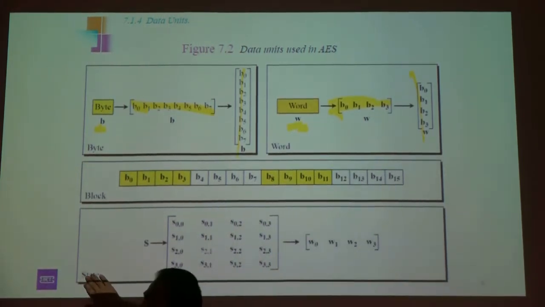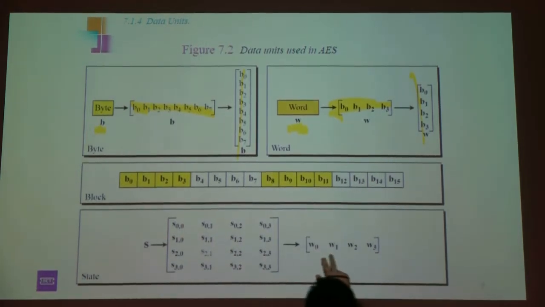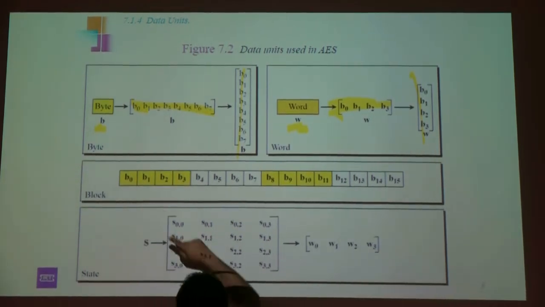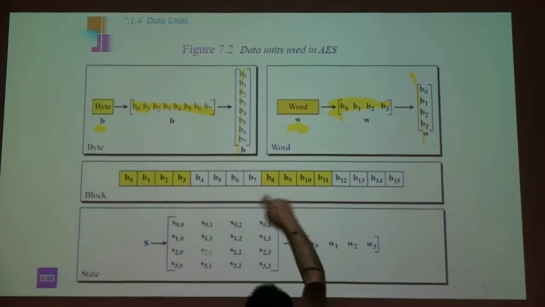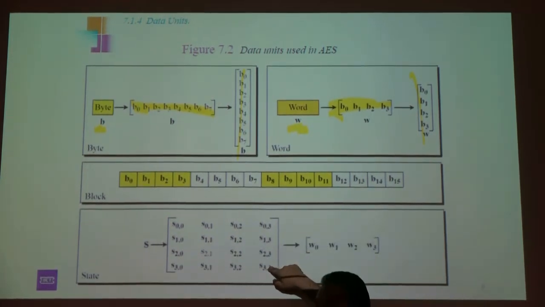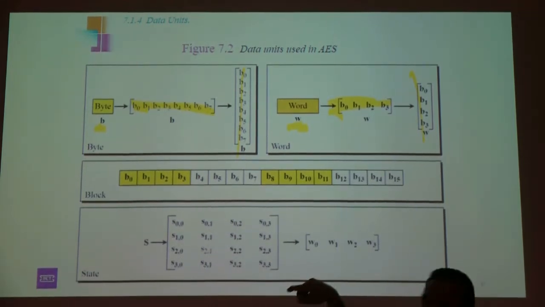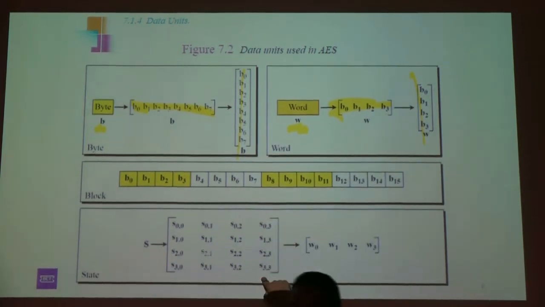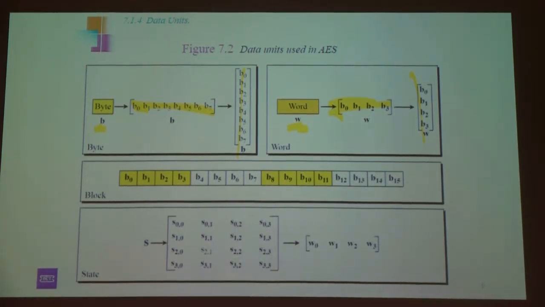So how do we make a state? We arrange it this way: word 0, word 1, word 2, word 3. Of course we shift, because we always start counting from 0. So word 0 goes here, word 1 goes here, word 2 goes here, word 3 goes here. Simple. Our game here is the block. That's the main component.